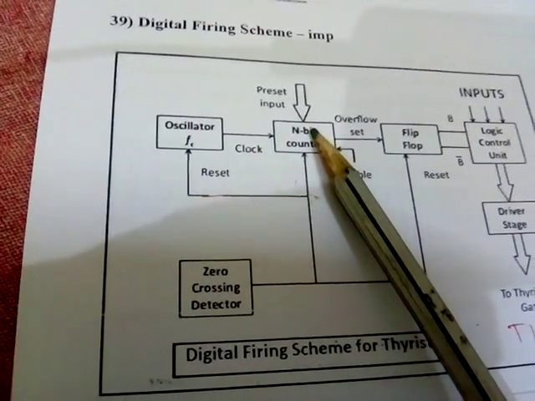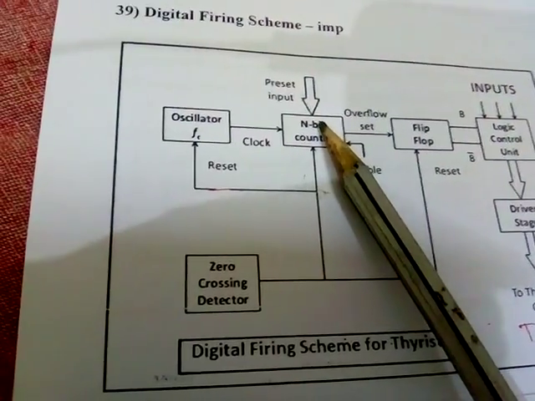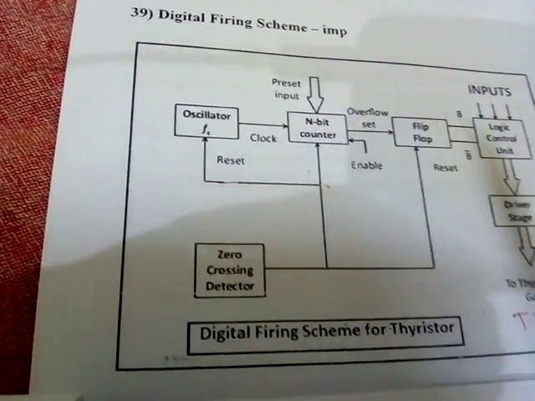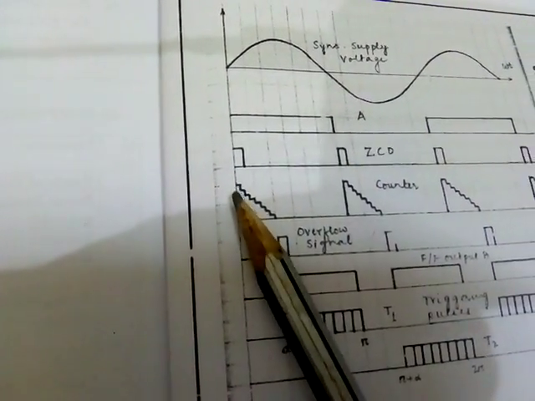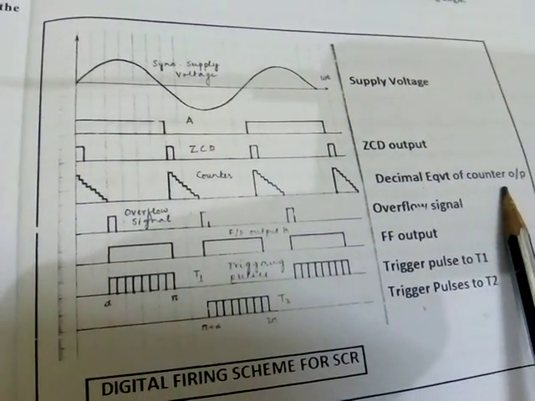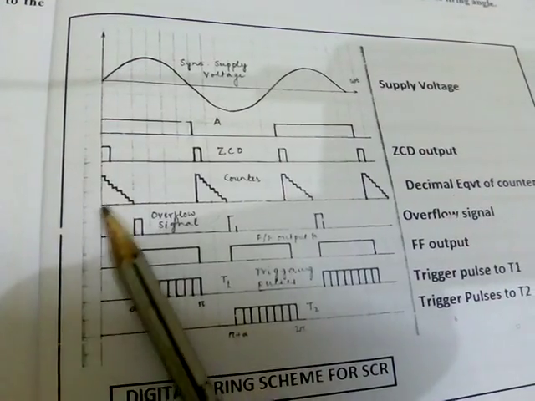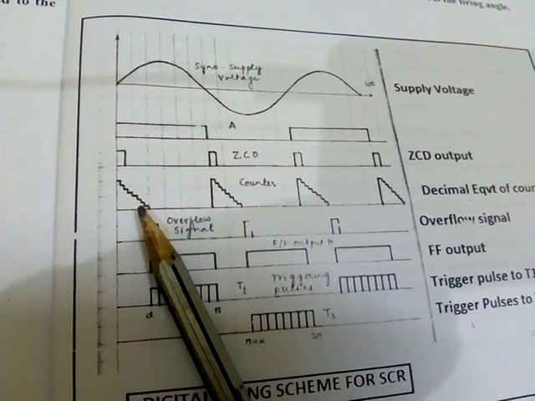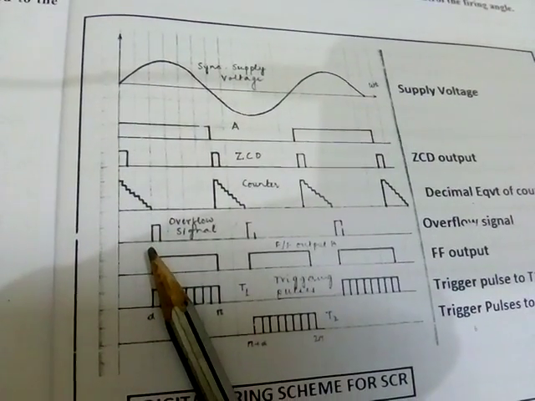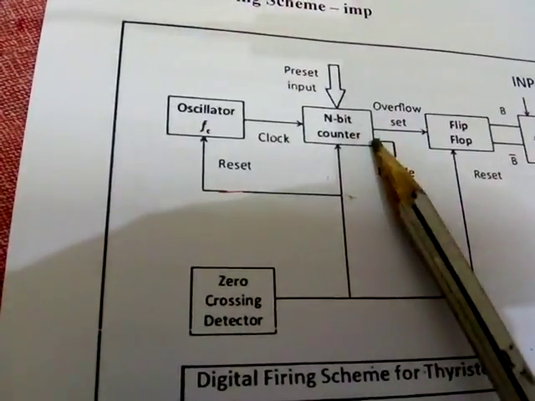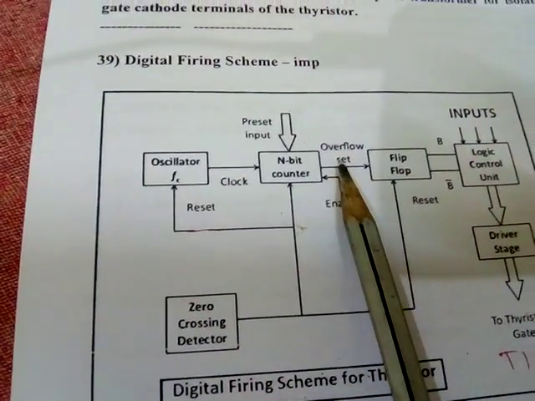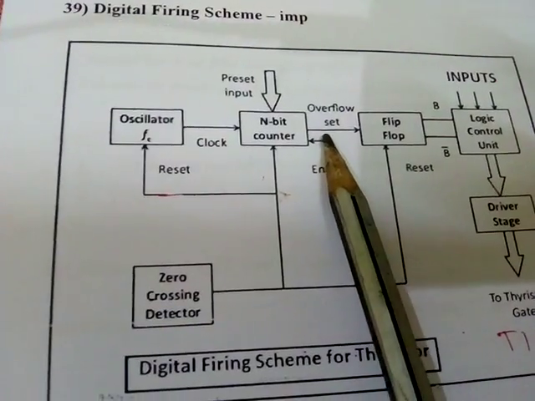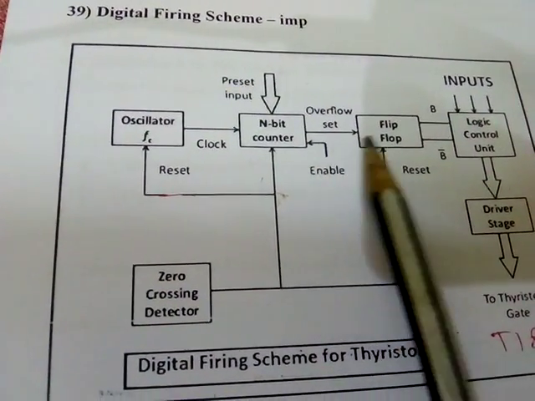A count is set to the counter, and as soon as you set it, the counter starts decrementing. See, at every ZCD output, a count, the decimal equivalent of the required firing angle, is set here. Then it will down count. When it comes to 0, the firing signal will be given. How? When it comes to 0, it will trigger a flip-flop. When the counter becomes 0, you know its overflow bit will be set. That gives the input to the flip-flop.